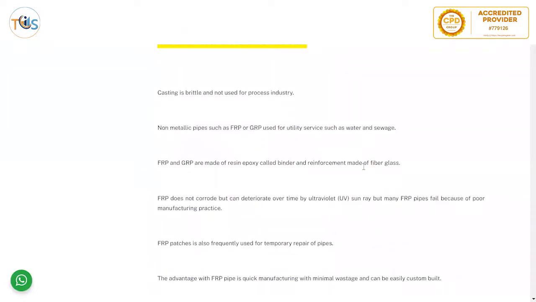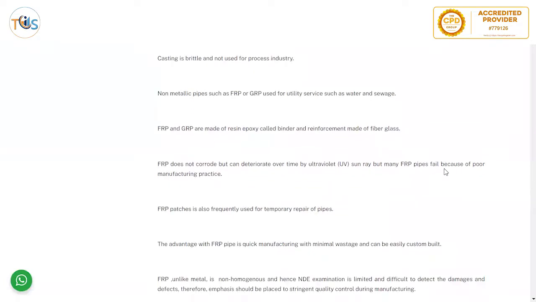Casting is brittle and not used for pipe in the process industry. So you should remember it. Cast pipes are usually used for utilities, drainage, water pipe, etc. Non-metallic pipes such as FRP or GRP, fiber reinforced plastic or glass reinforced plastic, are used for utility services such as water and sewage, because they are not isotropic. They don't behave the same way in all directions stress-wise, and there is not much confidence in the industry to use them as high-pressure pipes.